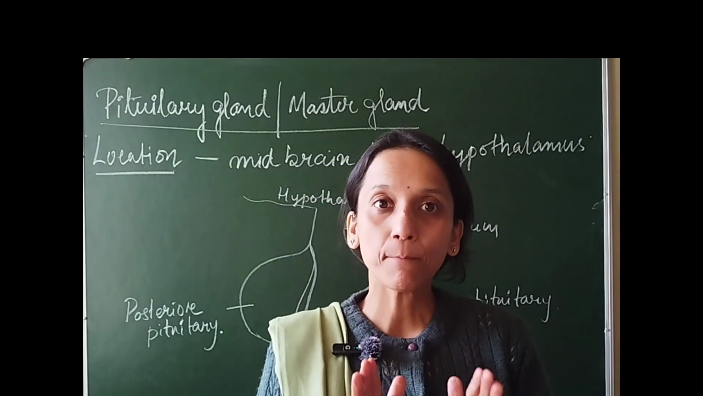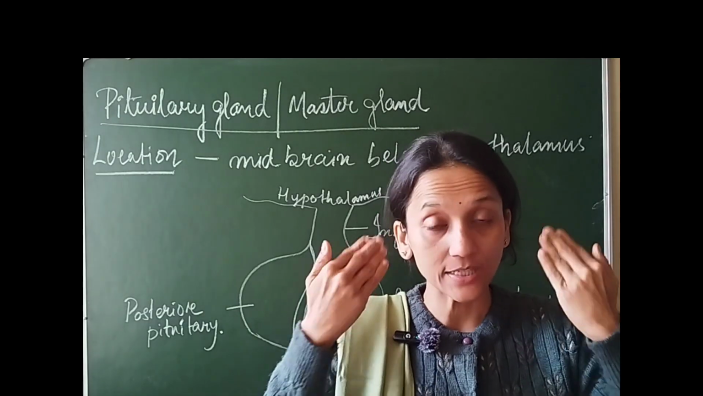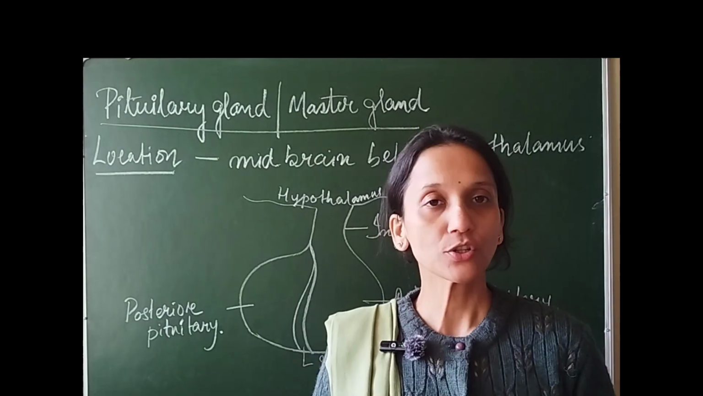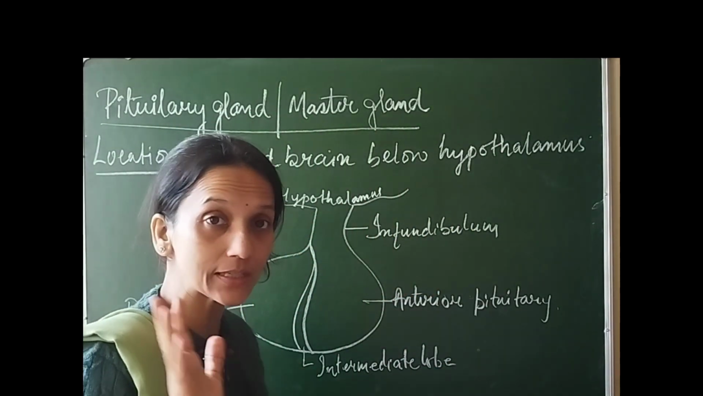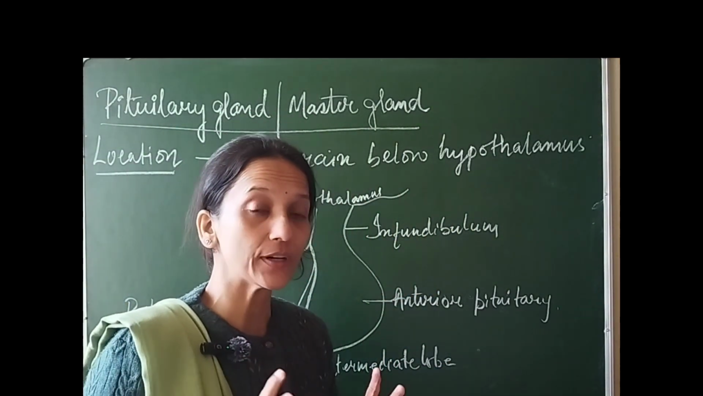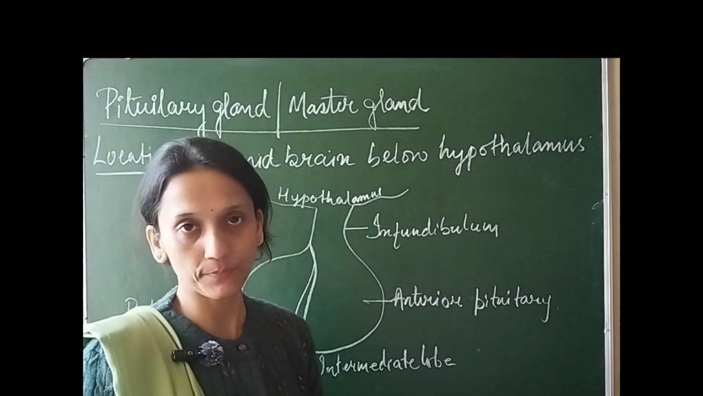Pituitary gland is known as the master gland of our body. Why master gland? Because it controls all the other glands which lie below it. Okay. So the location of the pituitary gland is right below the hypothalamus. Hypothalamus, if you remember, is a part of our forebrain. So below hypothalamus, in the midbrain, lies the pituitary gland.